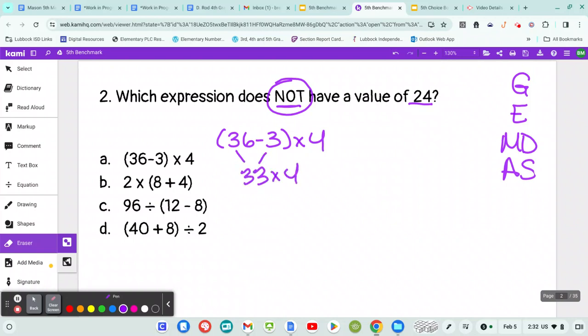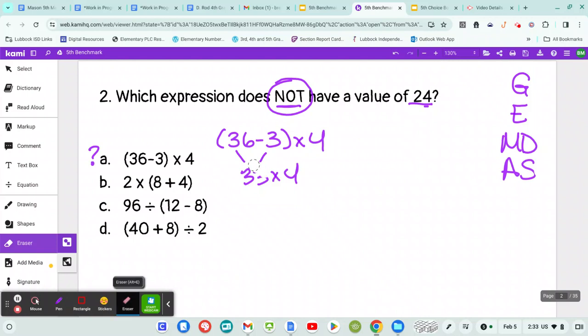And I'm actually going to stop there. I'm not going to use the brain power to solve 33 times 4, and here's why. Multiplication is going to make my product larger. I'm going to get a larger number than what I began with. So if I were to multiply 33 times 4, it's going to get me a number that's larger than 33. Well, 33 is larger than 24. There's no way that this could get me 24. This might be the answer that we're looking for.